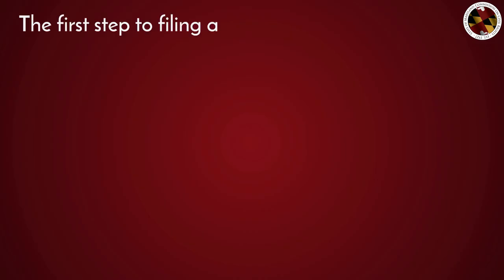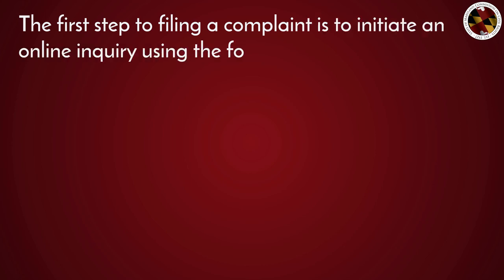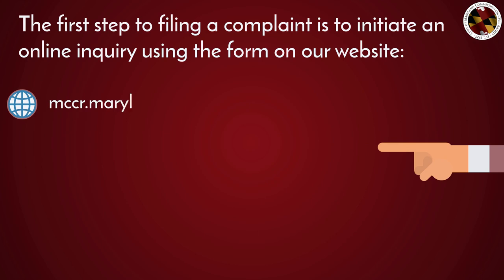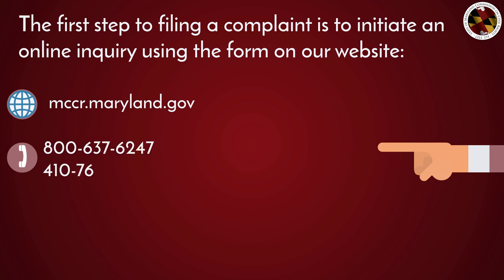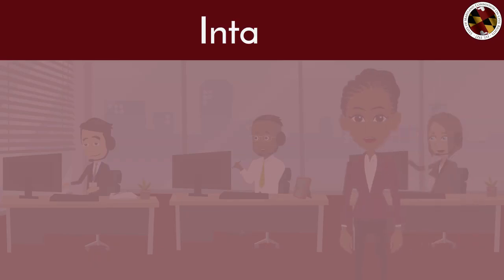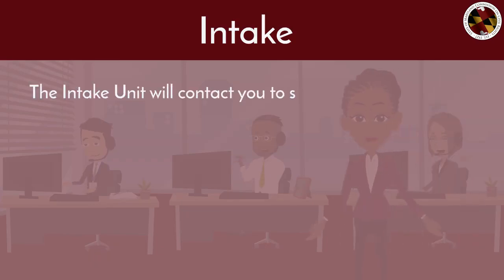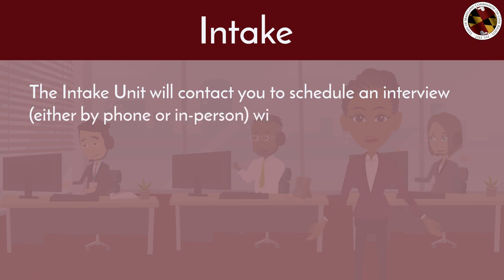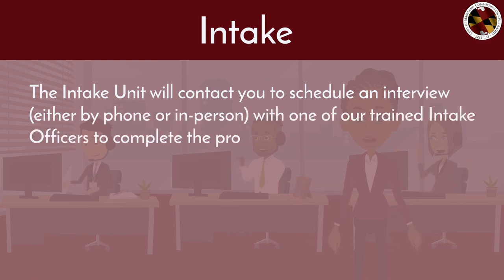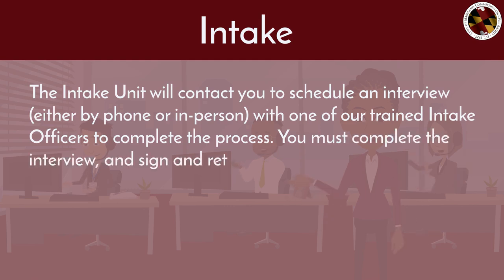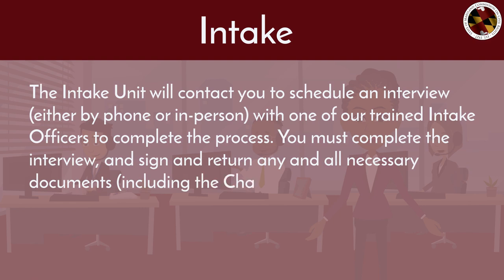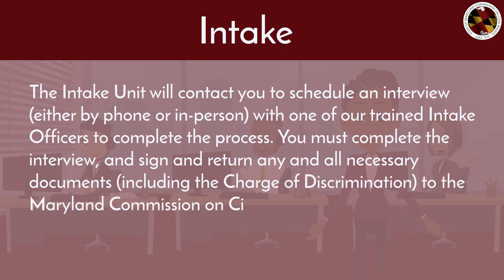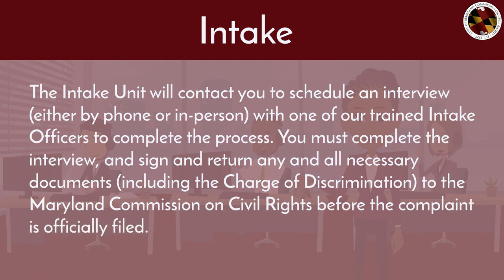The first step to filing a complaint is to initiate an online inquiry using the form on our website, mccr.maryland.gov. You may also contact us by phone, 800-637-6247 or 410-767-8600, Maryland Relay 711. Intake. The intake unit will contact you to schedule an interview, either by phone or in person, with one of our trained intake officers to complete the process. You must complete the interview and sign and return any and all necessary documents, including the charge of discrimination, to the Maryland Commission on Civil Rights before the complaint is officially filed.